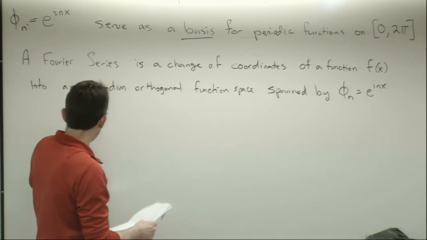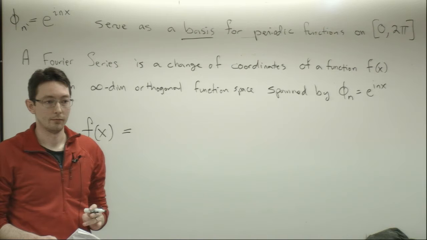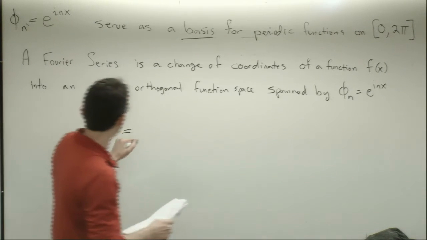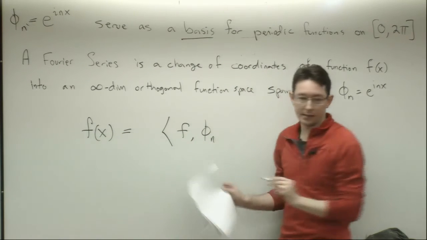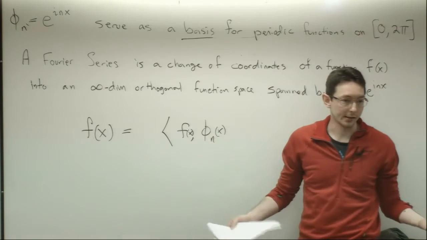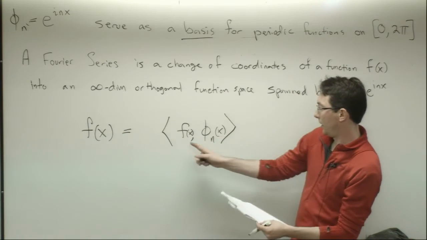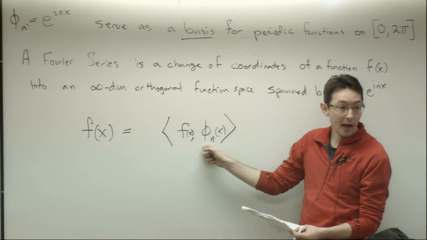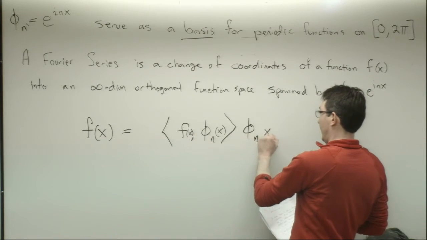So let's write what I want. So f of x is going to equal, okay, so I'm going to take the inner product of f with respect to each of my basis vectors. So I want to write this explicitly. This is a function of x and phi of x. And our inner product is integrating these things. And this inner product tells me how much of f is in this direction. How much of f is this cosine and sine frequency. So times phi n of x.